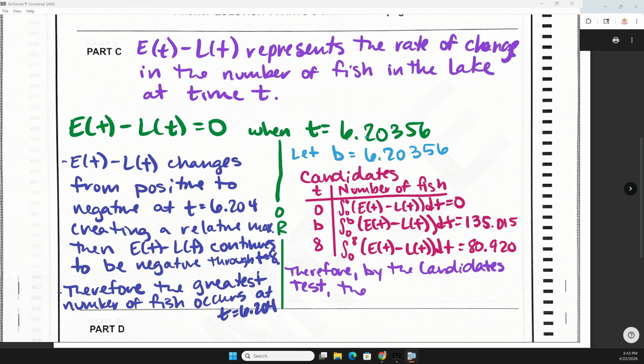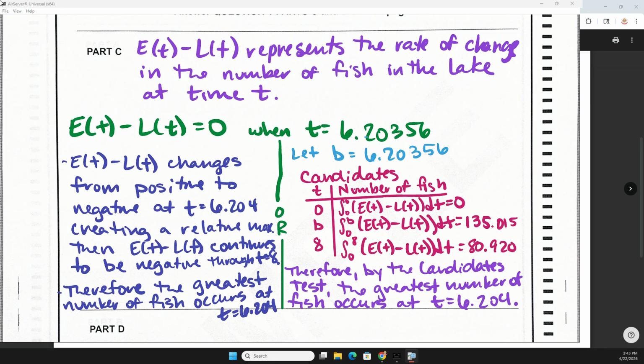the greatest number of fish occurs at t equals 6.204. So same statement we had the last one. So anyway, I would prefer that you use the candidates test on that situation, because it's really hard to get all the words right without it.